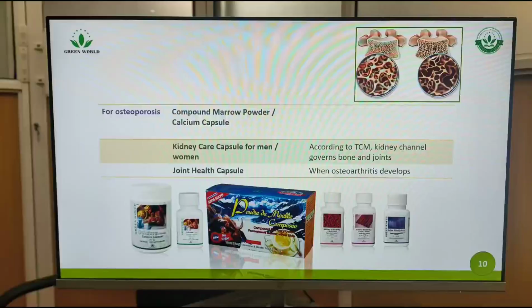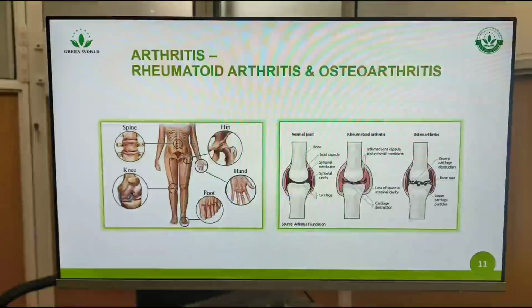detoxification. Okay, now let's get to the second type of bone and joint condition. We talk about arthritis. Now, when you talk about arthritis, we have two types of arthritis. We have rheumatoid arthritis and osteoarthritis. So another common bone and joint disease is arthritis, which is a group of conditions involving damage to the joints of the body and characterized by the pain of back, neck, hip, knee, or feet.